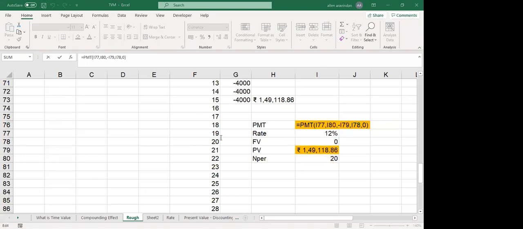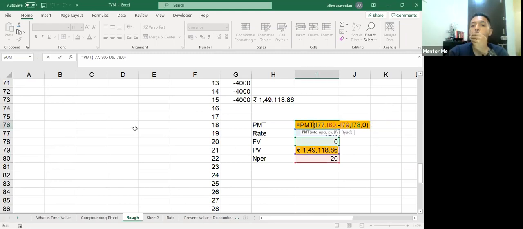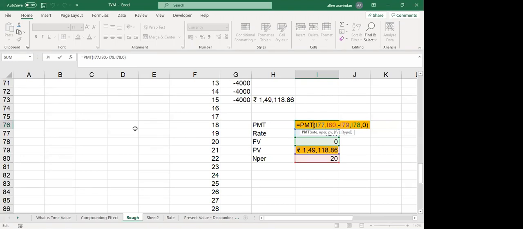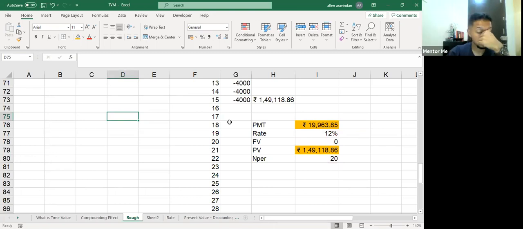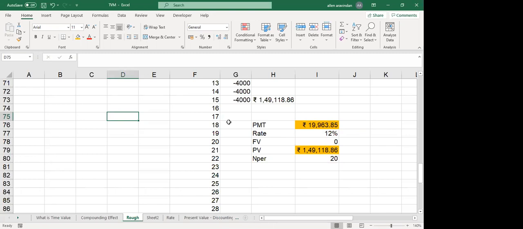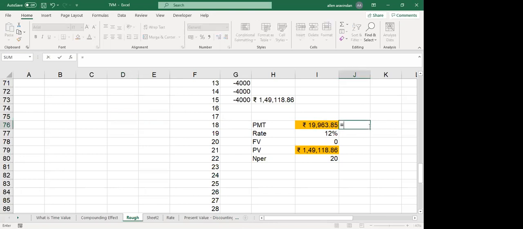Sir, I got it. I actually did it right. But there is one curiosity I have. For example, if PMT is 19,963.85, and if I draw out that equal amount for 20 years, then it will be around 4 lakh. So I'm not understanding that part.